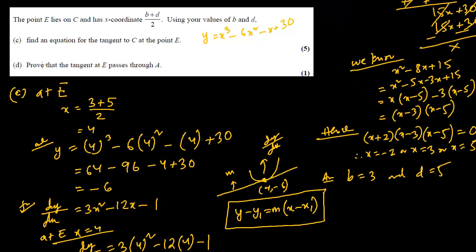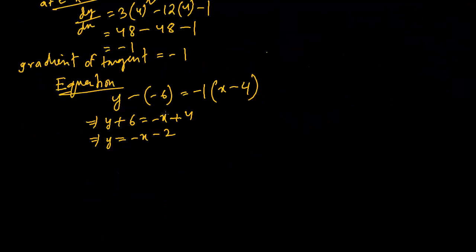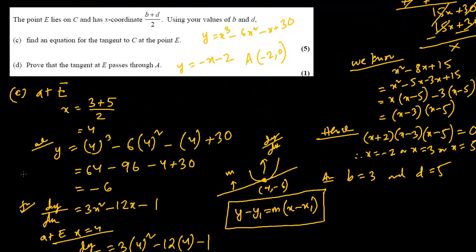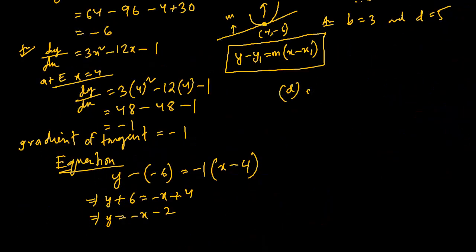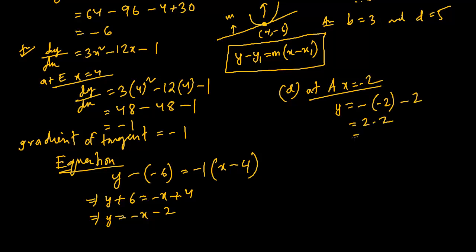Now the next question is, prove that the tangent at E passes through the point A. The tangent at E has equation y equals minus x minus 2. The point A has coordinates minus 2, 0. So we have to check whether point A lies on this. This is question number D. At A, x equals minus 2. So let's put it over here. y equals minus of minus 2, minus 2, which is 2 minus 2, which is 0. So A lies on the tangent. So shown.